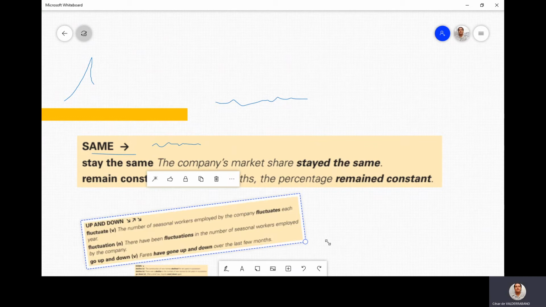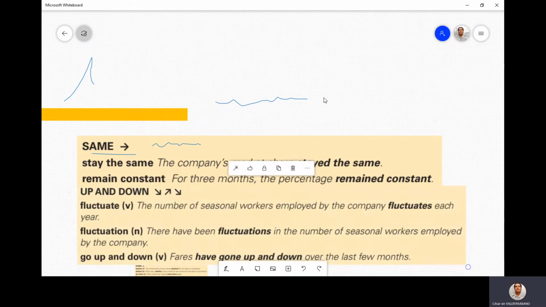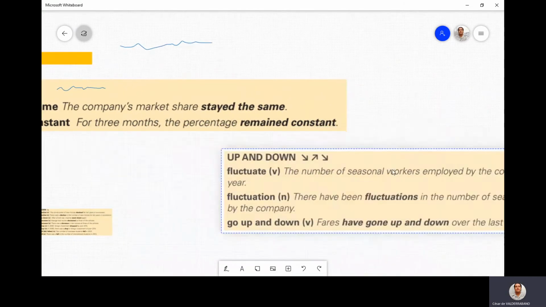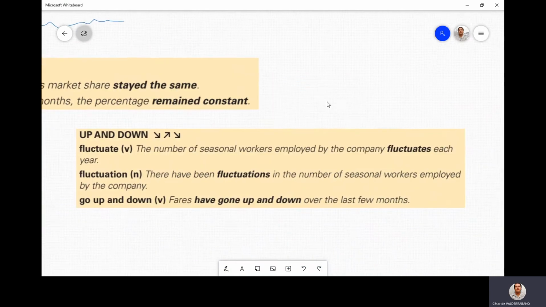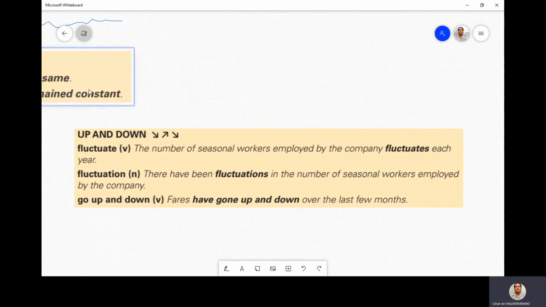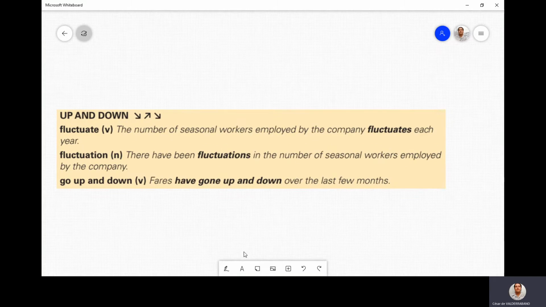This is number three. We have here up and down. Let's put it separately so you can see the difference. When we have these types of changes, when there is a constant up and down thing, like the dollar price, you know.